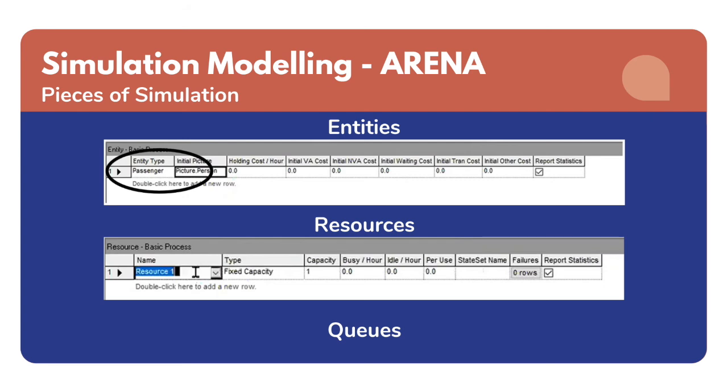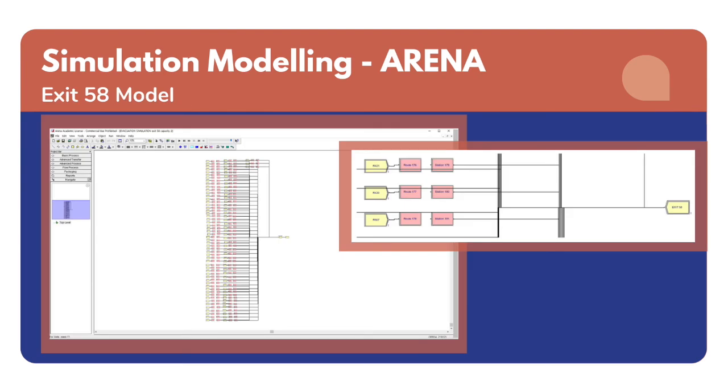Queues were considered as there will be utilization of the resource hallway, which means there will be waiting time per entity for that matter. We could see in this slide the model for Exit 58 and the modules used for it. These modules are the Create module, Route to Station module, Process module, and Dispose module.